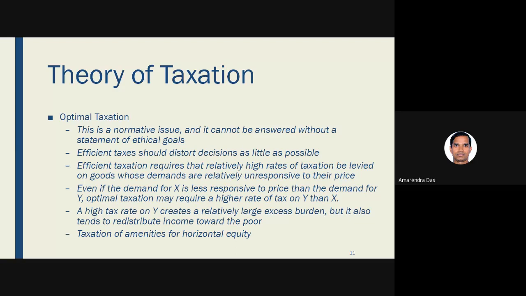Okay? Because I told you that whenever government imposes a tax, there is an excess burden. When government is imposing a tax, the ideal tax should minimize the excess burden so that welfare loss is minimum. But government always wants to maximize revenue. So these are two different conflicting objectives: you want to raise revenue, but at the same time you do not want to reduce the welfare of the people, okay? Basically the excess burden should be minimized.